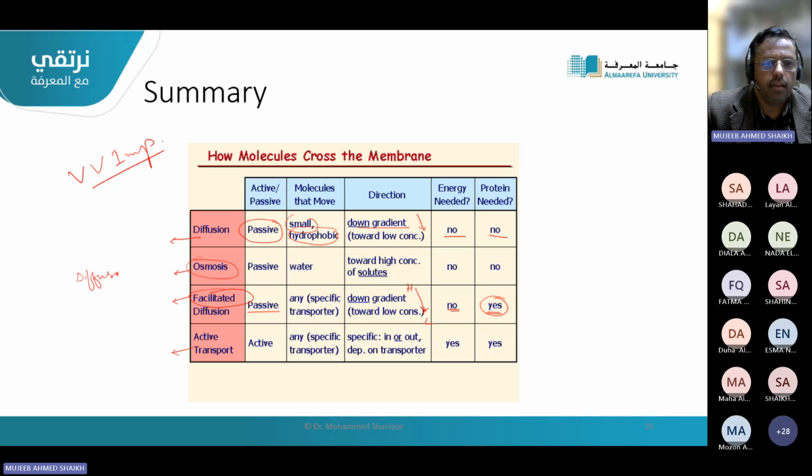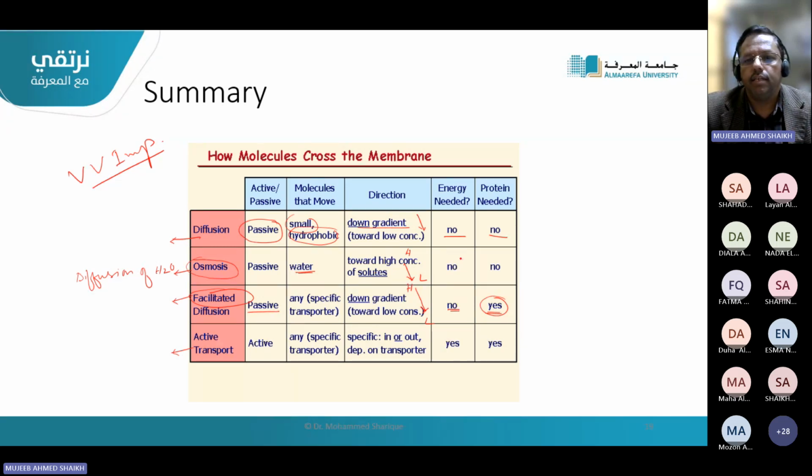Diffusion of water. Very good. So the molecule that is moving is water. From where to where? Again, from higher concentration of water to lower concentration of water, or you can say towards the highly concentrated solution. If you have a concentrated solution, the number of solutes will be more and water will be less. So from high to low, from diluted solution to concentrated solution.